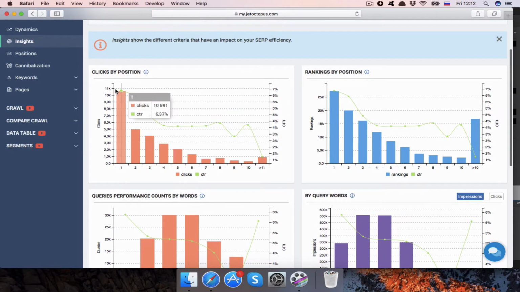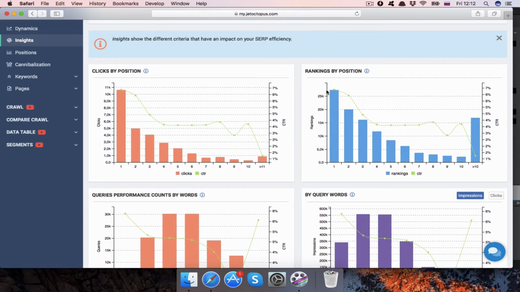Let's start with clicks by position. Here we see how many clicks this website is getting at the first position, at the second, at the third, at the fourth, etc. And we also see the dynamics of CTR here.